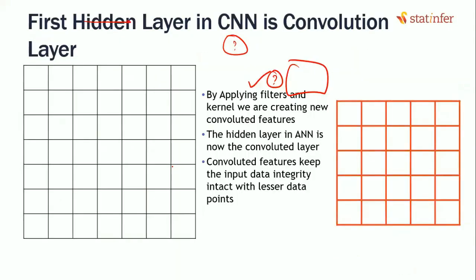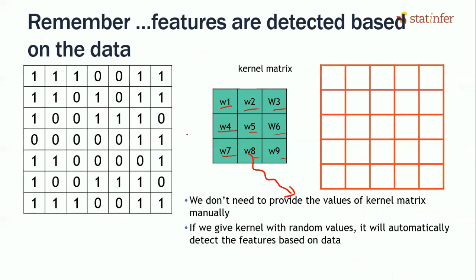Are you with me? So the first layer in the convolutional neural network is the convolution layer. What happens in this layer?